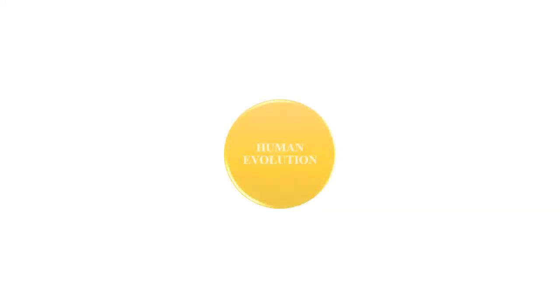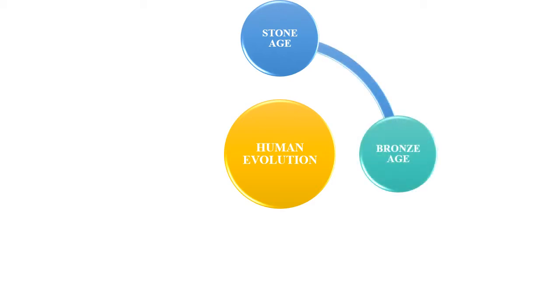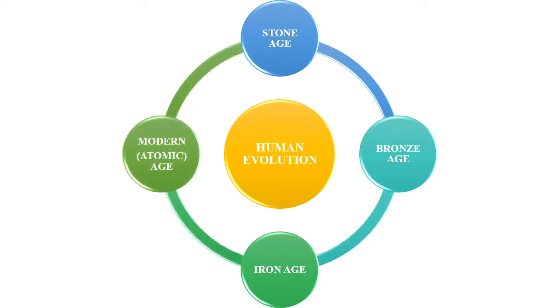Now, before we talk about minerals, how have humans evolved? It has been divided into four stages. The first stage was the Stone Age, where humans used stone equipments to advance in their civilization. Then came the Bronze Age. After that came the Age of Iron, where they developed iron tools. And the latest, today's age, is known as the modern or the atomic age. It can also be described as the age of minerals.